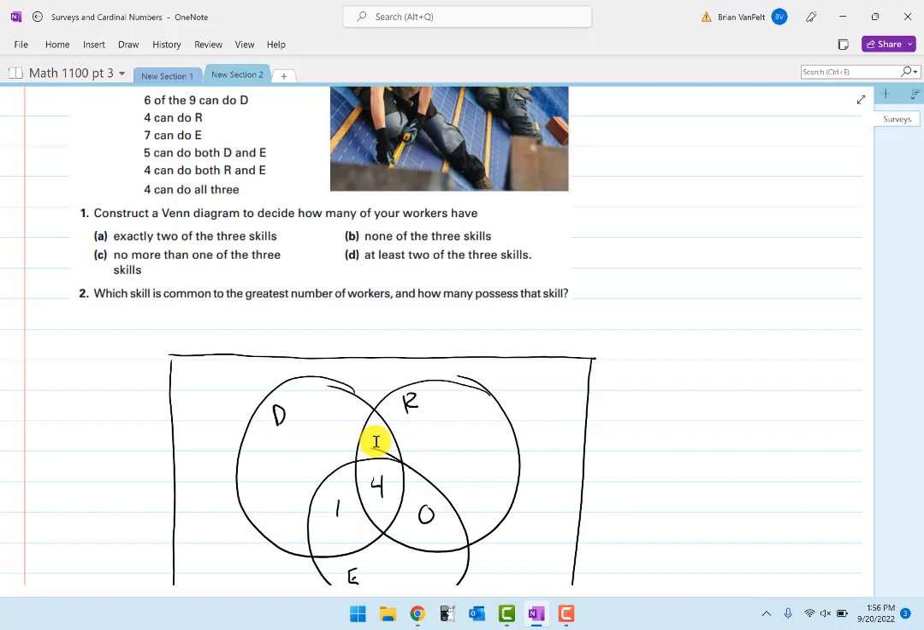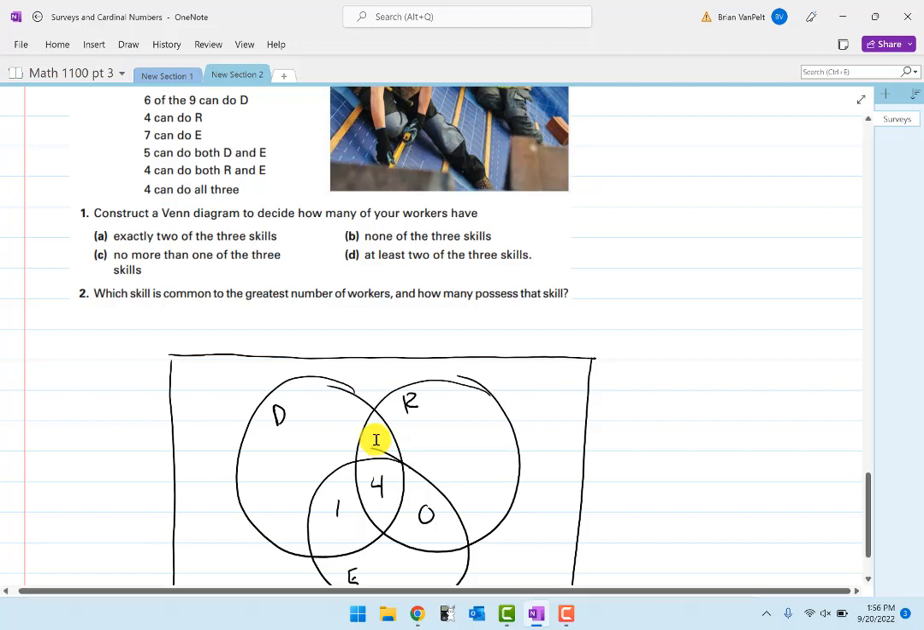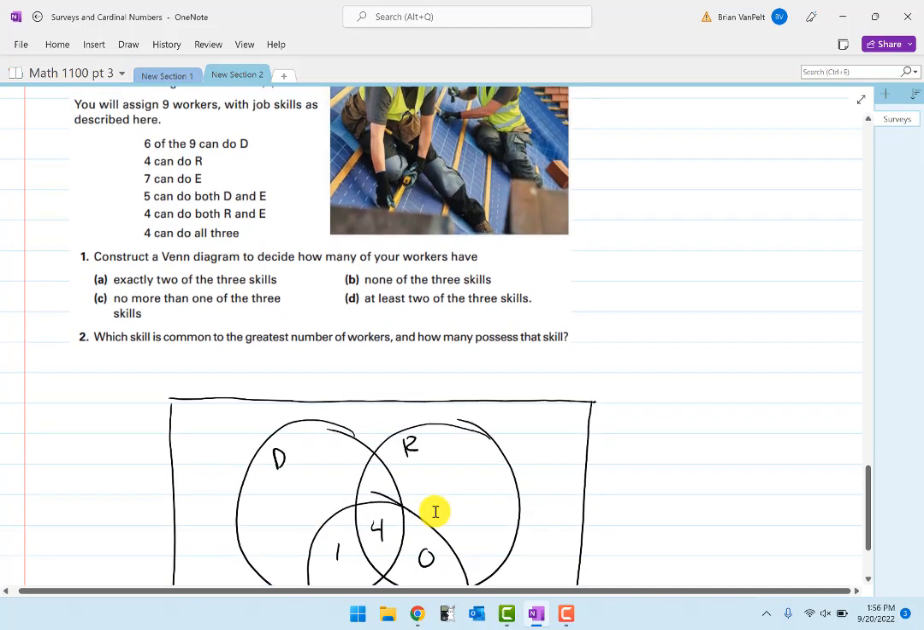So what exactly am I supposed to do with this information? How do I work this? Let's take a look again. 5 can do both D and E. There's our 5 right there. 4 can do both R and E. So they neglected to give me R and D. I need to fill that out.